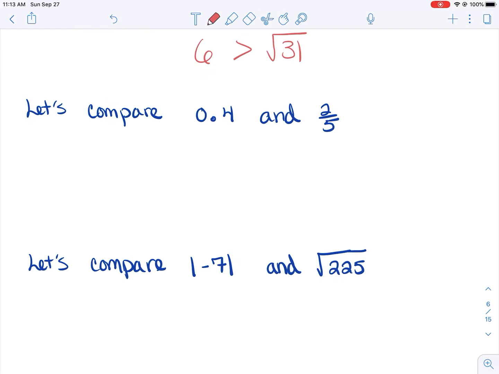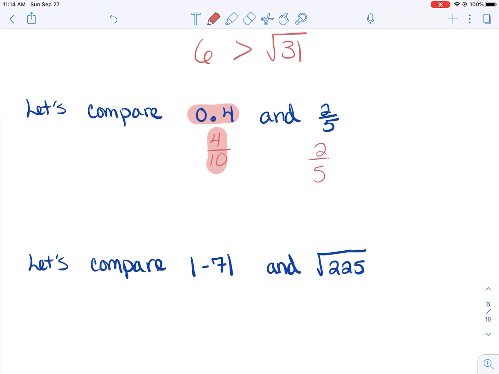Okay. Now what about 0.4 and 2/5? Let's put them in the same form. So either you can convert 0.4 into a fraction or 2/5 into a decimal. Well, going from a decimal to a fraction is easier for me, so I'm going to rewrite that as 4/10, right? We would read this decimal as 4/10. That's literally what it turns into as a fraction, okay?